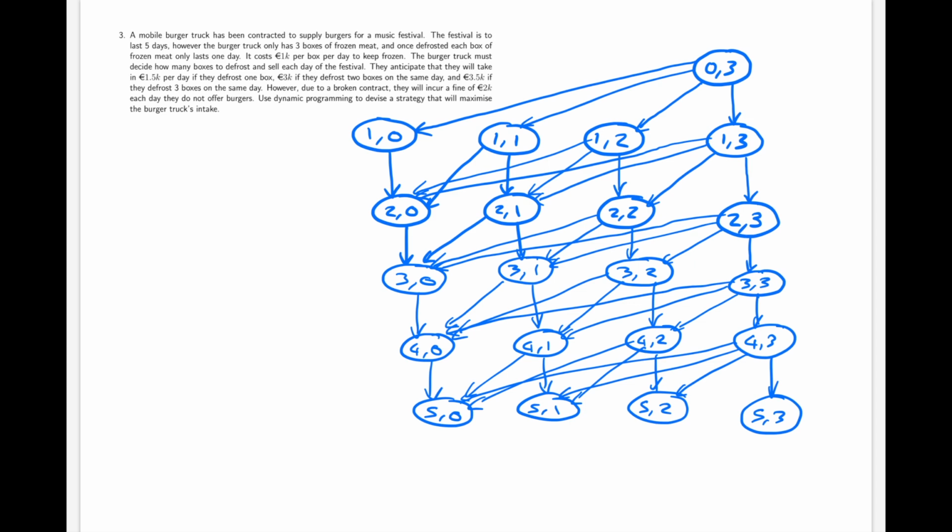And this would be the structure of our directed acyclic graph. Now this structure is useful. It tells us intuitively when we're in a particular state, what actions we can take and what state we would end up in by taking those actions. So for example, if we are in state 2-2, the actions we can take are defrost nothing, defrost 1 box, defrost 2 boxes.